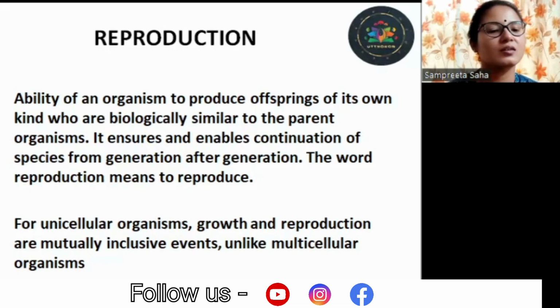For unicellular organisms, growth and reproduction are mutually inclusive events. That means for a unicellular organism, what happens? When it multiplies, it is basically reproducing. From one cell, another cell is being formed, and that can also be said for growth. For a unicellular organism, one cell constitutes the entire organism. Hence, for them, we can say that growth and reproduction are mutually inclusive events. Whereas in case of multicellular organisms, it is opposite.